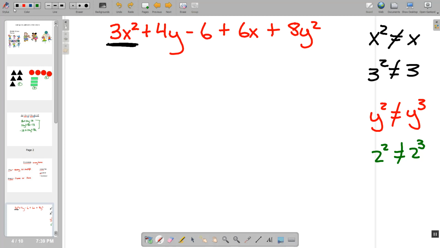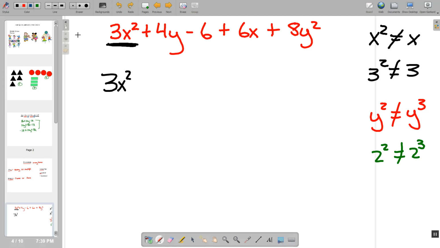So the first term we had was 3x squareds. And I want to combine it with all of the other x squared terms that we have in this polynomial. But I have y's, regular numbers, x's without squared, and y squareds. So this cannot be combined with anything else. 3x squared is my first term.